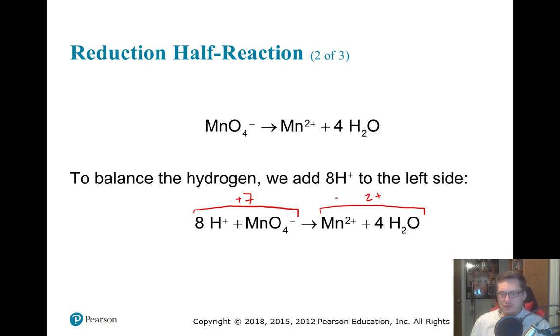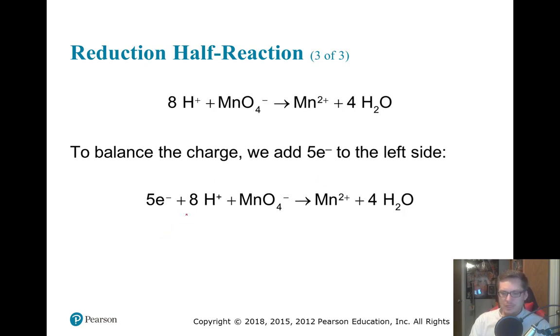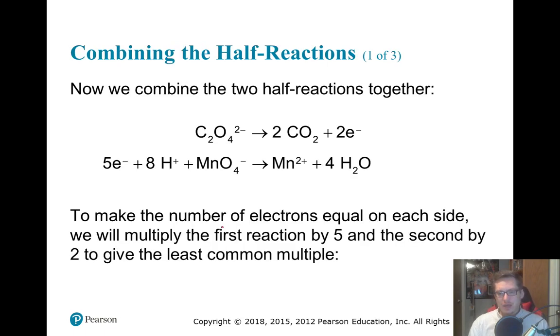Well, which side gets the 5 electrons? The plus 7 does, because we need that to go down to plus 2. So that goes down there, and they did the same thing. They added 5 electrons to the left-hand side. Now that the reduction half reaction is balanced, we're going to combine these two.